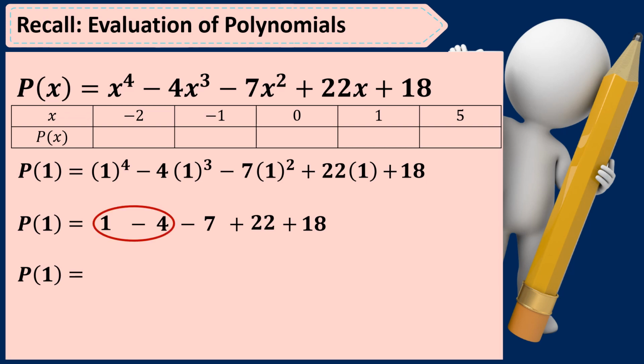1 minus 4 is equal to negative 3. Negative 3 minus 7 is equal to negative 10. Negative 10 plus 22 is equal to positive 12. Positive 12 plus 18 is equal to 30. So P of 1 is equal to positive 30.